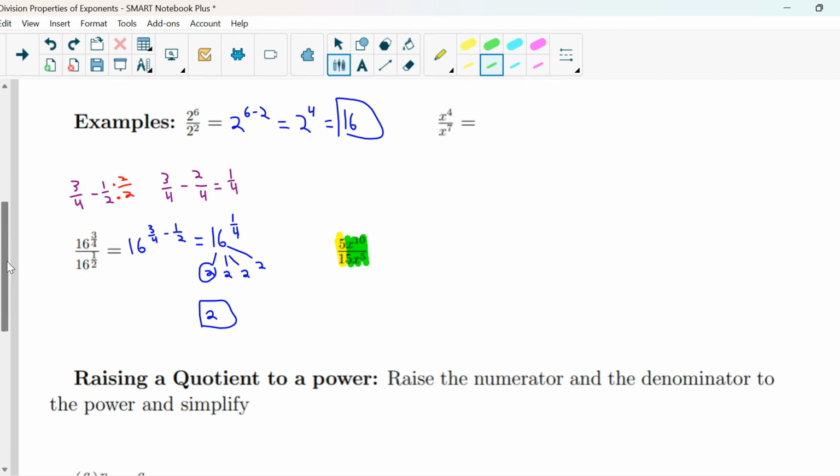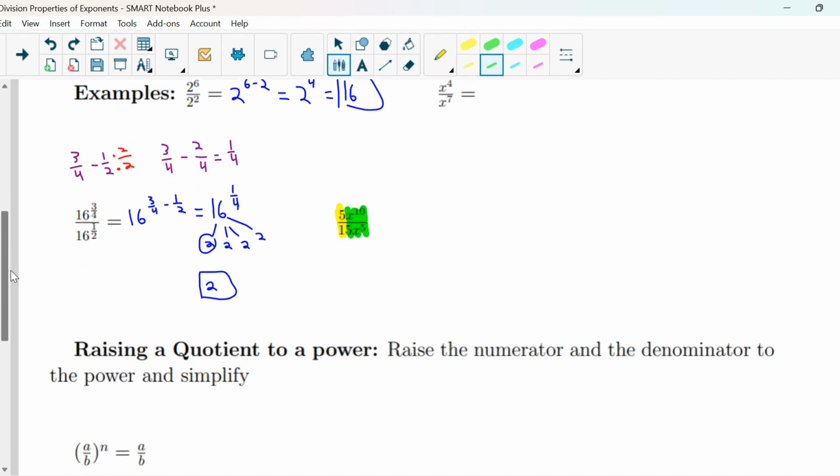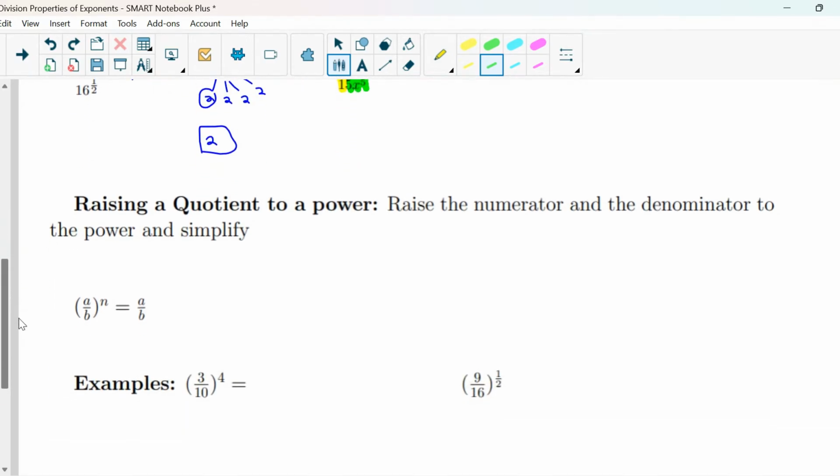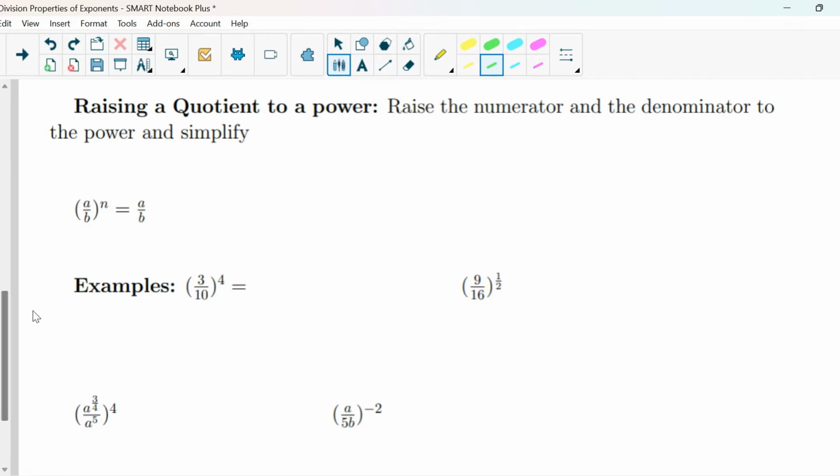All right, so raising a quotient to a power is very similar to a power that we covered in the last lesson. So if I'm taking a divided by b all raised to the nth power, we are just going to raise both a and b to the nth power. So this is the same as saying a to the nth power over b to the nth power.